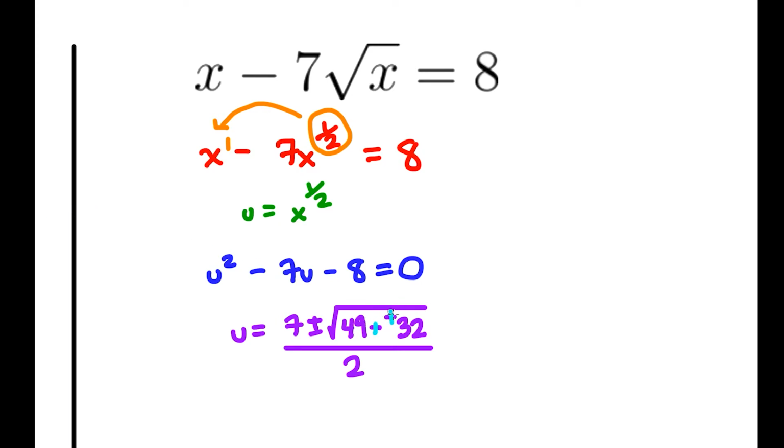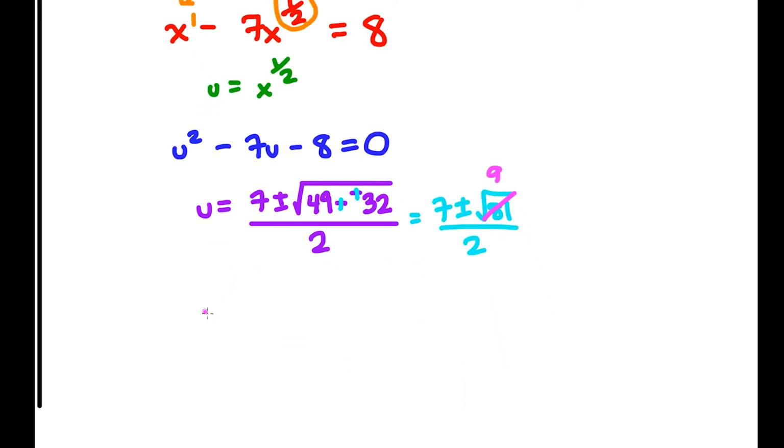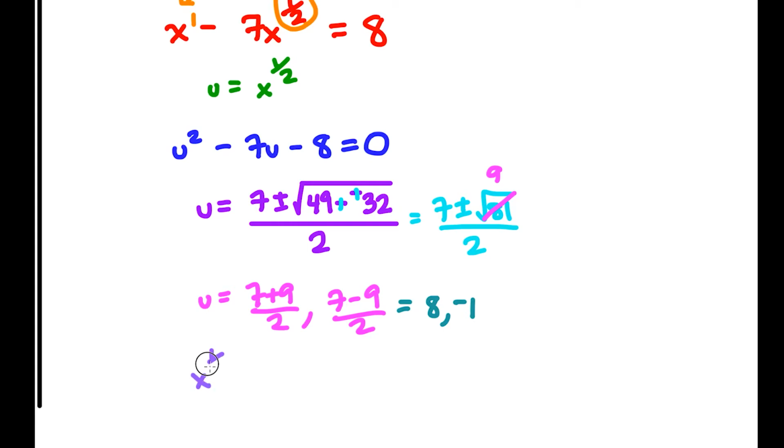Okay, this becomes a plus plus, and you end up with 7 plus or minus the square root of 81 all over 2. Okay, well the square root of 81 is 9, so I'm going to simplify that. And we can simplify our u to be equal to 7 plus 9 over 2 and 7 minus 9 over 2, which would mean we have the answers of 8 and negative 1 for our u. But our u is actually equal to x to the 1/2. So we need to set x to the 1/2 equal to 8 and x to the 1/2 equal to negative 1.